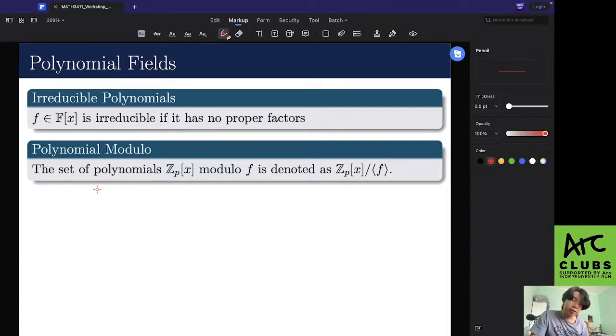We also have the polynomial modulo. Essentially, if we have the set of all polynomials with coefficients in Z_p and a polynomial f, then Z_p[x] over the angle bracket of f, we know that this just says the polynomials in Z_p mod f.